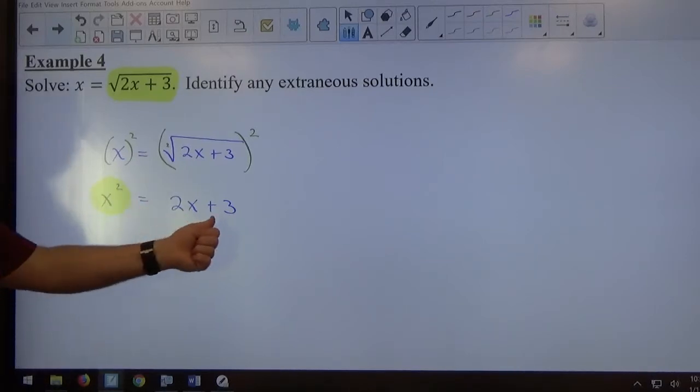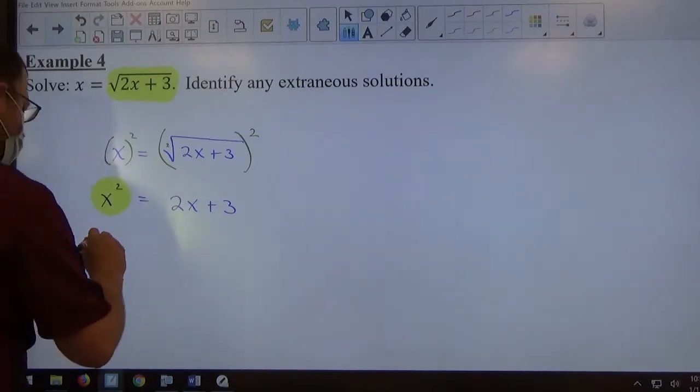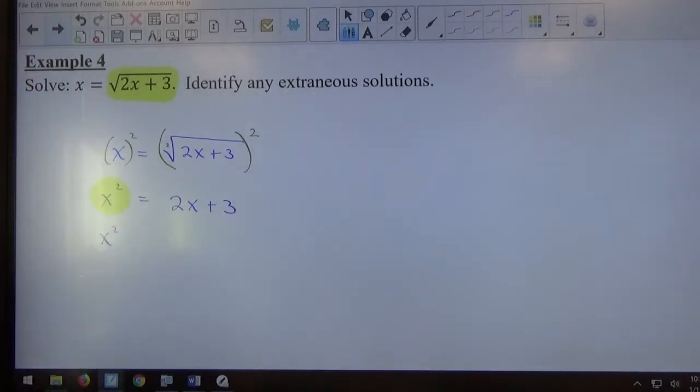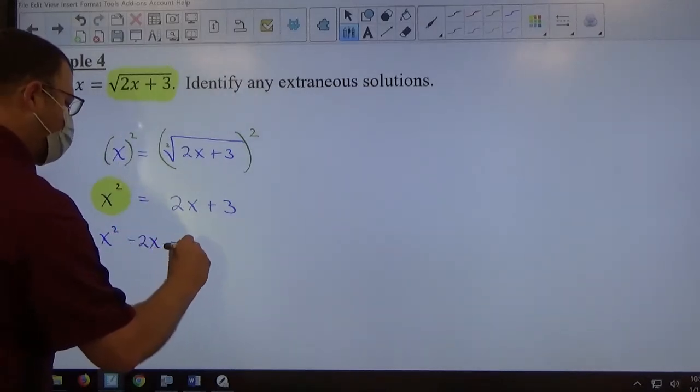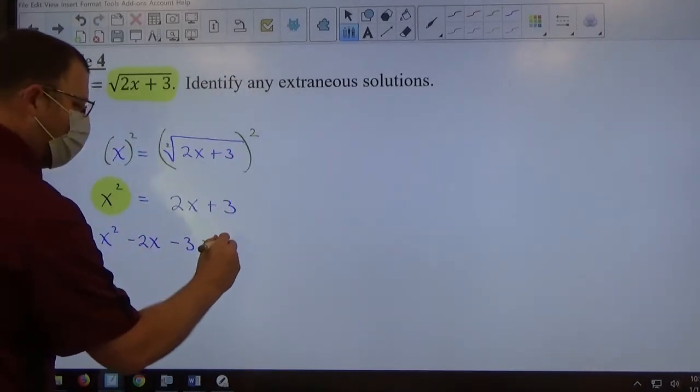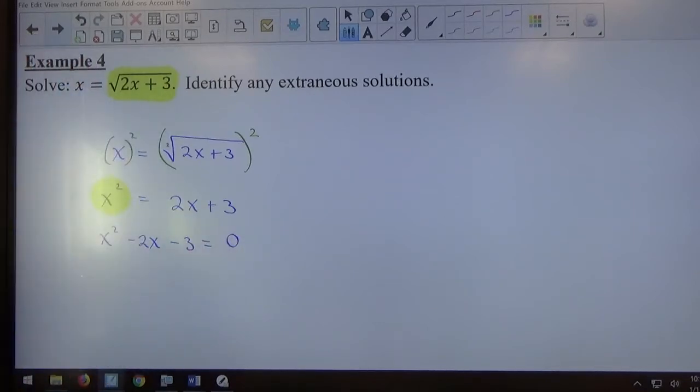So I'm going to take the 2x and the 3 over to the left. X squared staying where it's at, stays positive. 2x moves left, becomes negative. 3 moves left, becomes negative. Everything came off the right-hand side, so there's nothing, or 0, left on the right-hand side. So x squared minus 2x minus 3 equals 0.